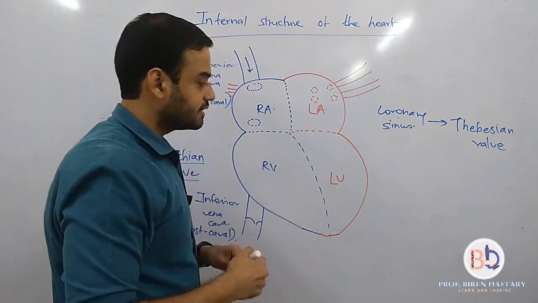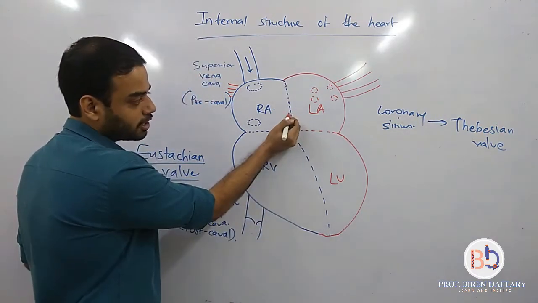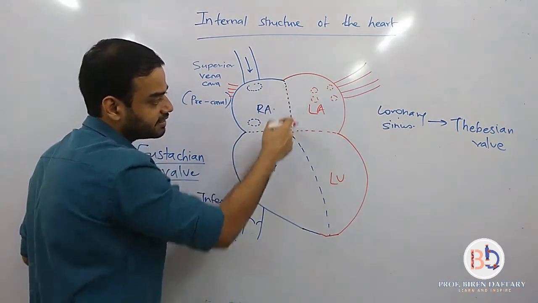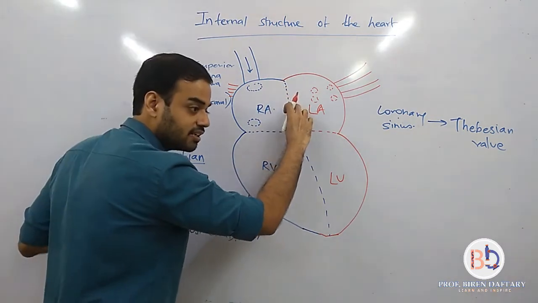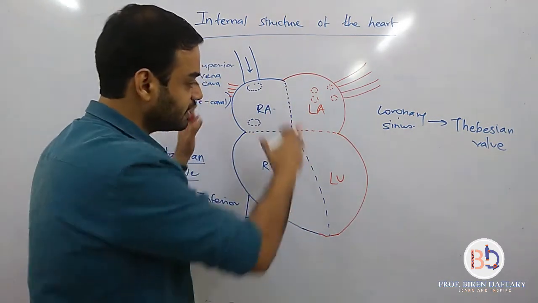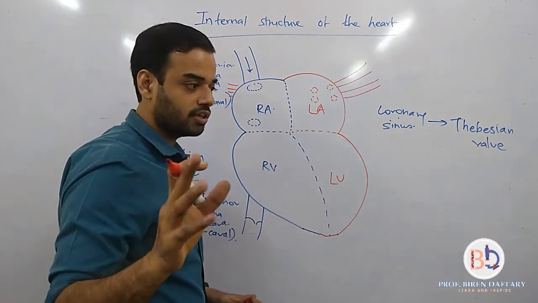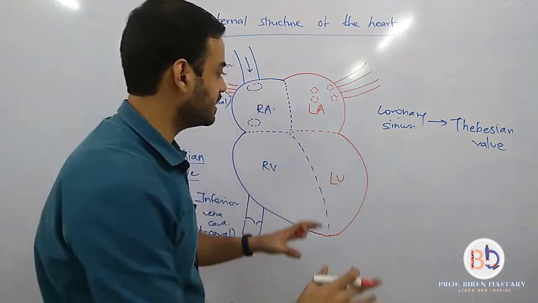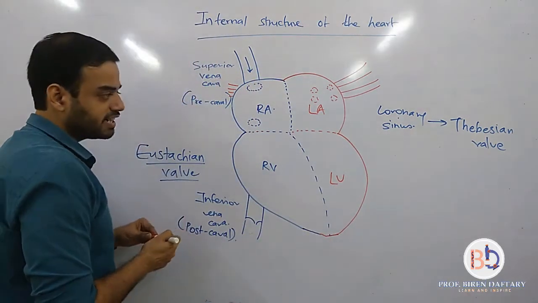Now, there is another specialized part which is present in this wall. This interatrial septum has a specialized area, but I will teach you that when we end with this internal structure. Okay? So please remember that there is one more part over here, but I will teach you at the end. Now, coming to the ventricles.